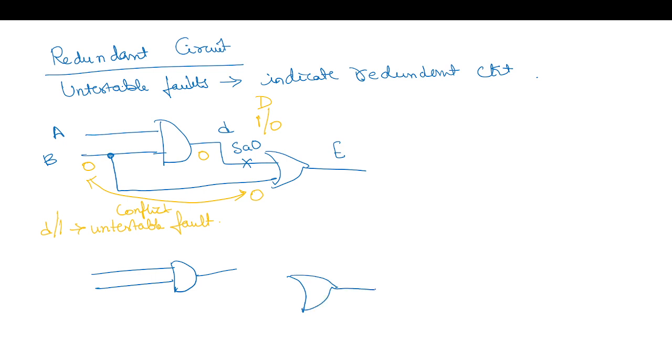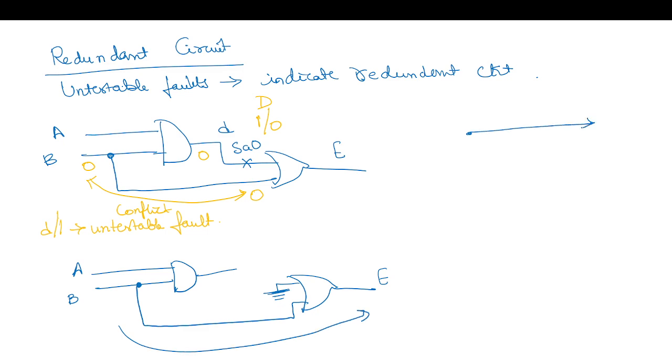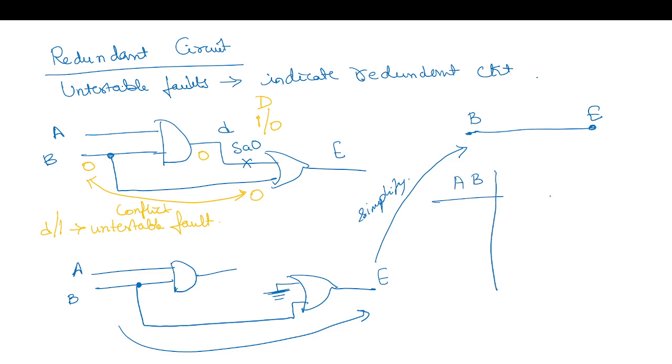So now how can we reduce this circuit? This input to an OR gate can be connected to ground because it's stuck at 0, it says 0. And this is B, and this is E. OR gate one input is 0, which is non-controlling value, so it's like B. This is going to be coming here. So it's like B connected to E. It's just a straight line. So this is how we can simplify it. Now let's just write a truth table and verify this.